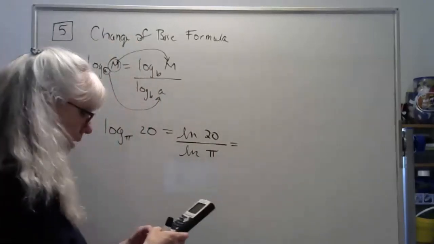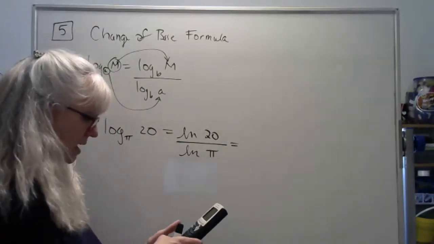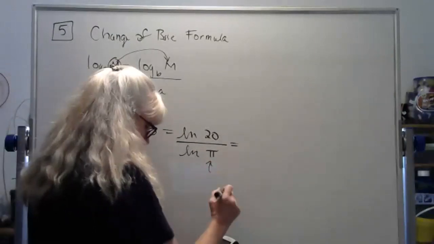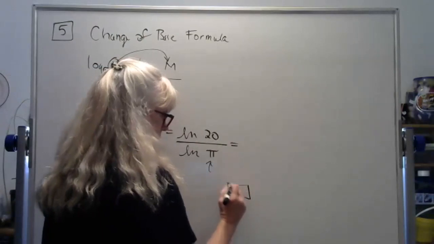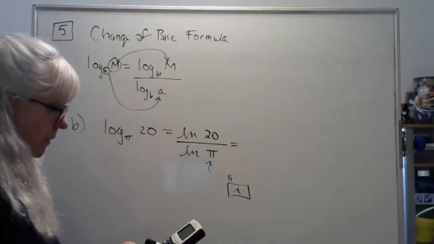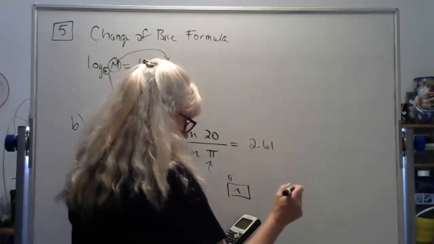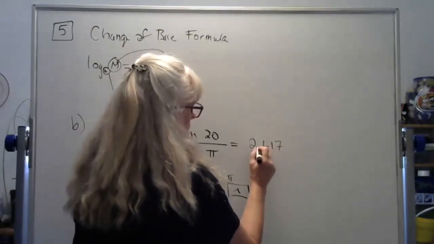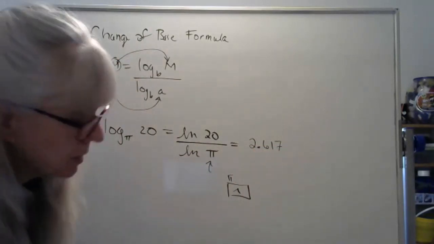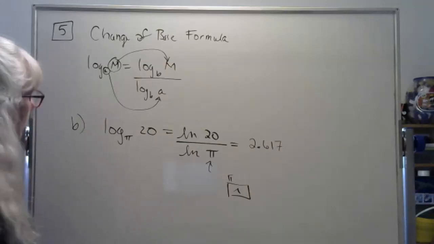So ln of 20 on my calculator divided by the ln of pi, and pi is on my calculator somewhere. Oh, so the pi symbol is above the caret symbol. So natural log of pi. Yep. And that way it takes in all my decimals for me. And I get 2.6169, so I'm going to round it to 2.617. And that's the change of base formula. So again, it was useful a long time ago. Not as useful these days with our technology.